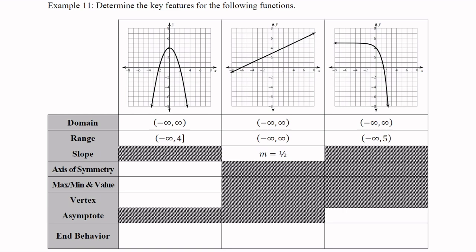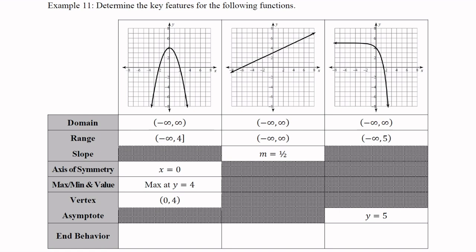Axis of symmetry is only for quadratics, so we look at our first column here, our parabola, and our axis of symmetry is at x equals 0. Again, maximum and minimum value only applies to quadratics, so we do have a maximum, and that is located at y equals 4. And then our vertex is at the point 0, 4. Let's look at our exponential in the third column. For our asymptote on that one, we have y equals 5.